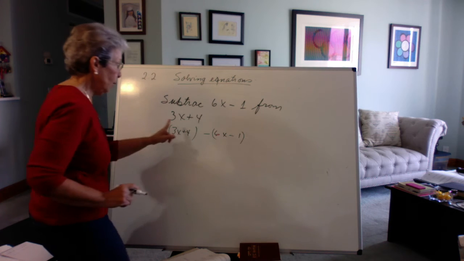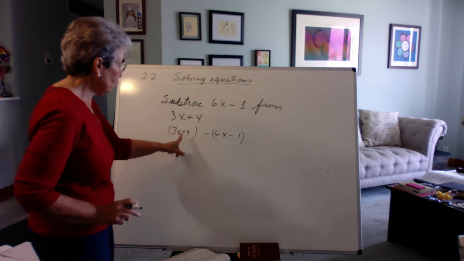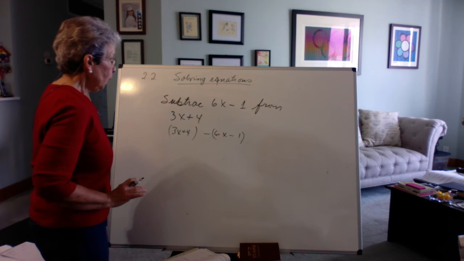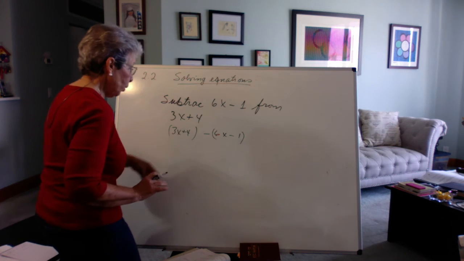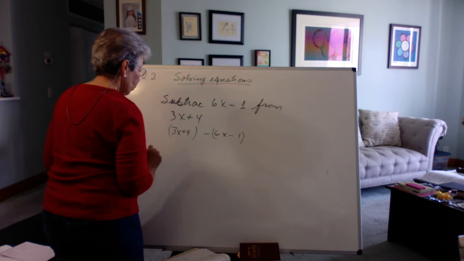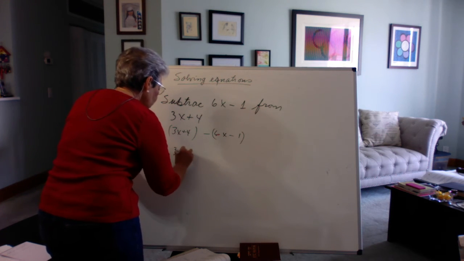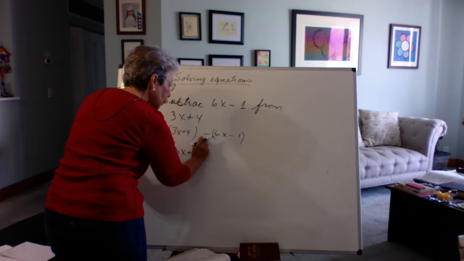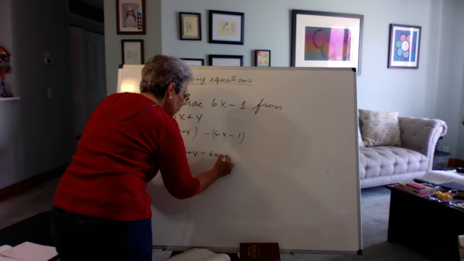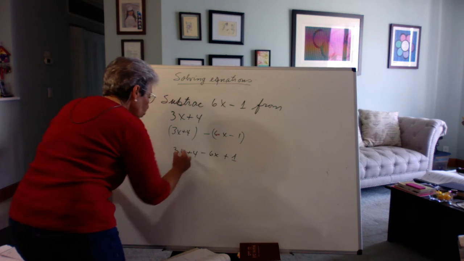But if you have a binomial, you have to write it inside parentheses. And now, this is an expression. This is not an equation. This is two expressions. What to do? You have to write 3x plus 4. If you have a negative sign here, you have to say negative times positive is negative, and negative times negative is positive. And now you have to combine like terms.